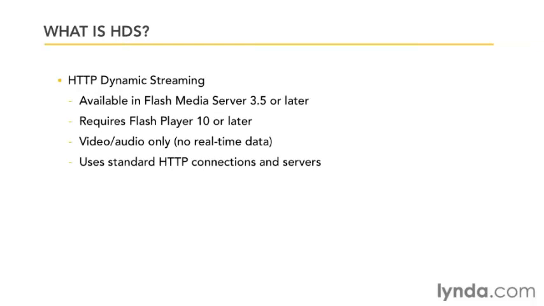HTTP Dynamic Streaming, or HDS, is a relatively new delivery method added to Flash Media Server and Flash Player. It's Adobe's answer to Apple's Adaptive Streaming and Microsoft's Smooth Streaming. It allows you to deliver video and audio over standard HTTP connections rather than Adobe's proprietary RTMP, and it lets you adapt the stream to the appropriate bitrate for the client's connection speed.